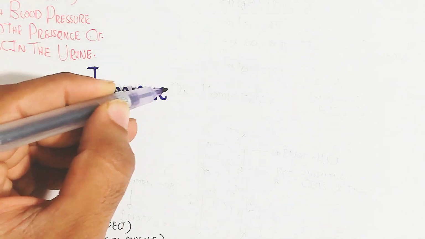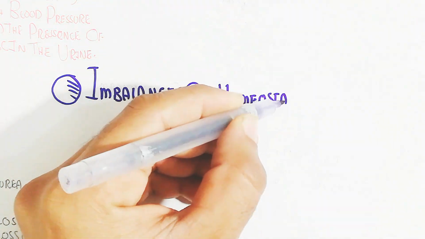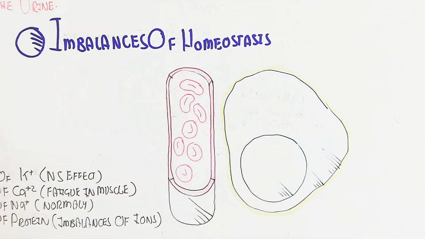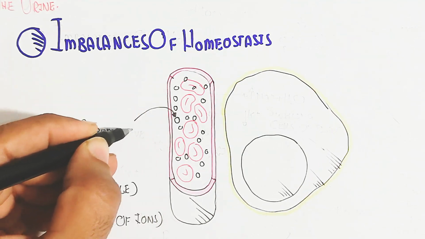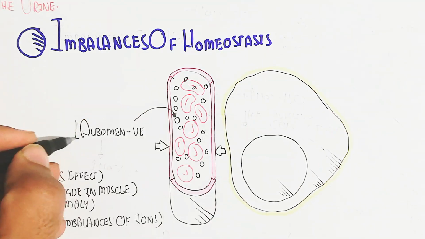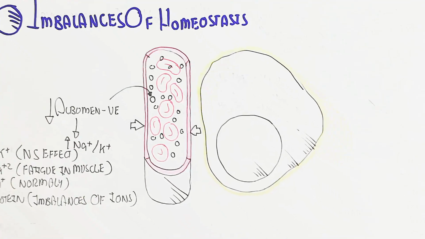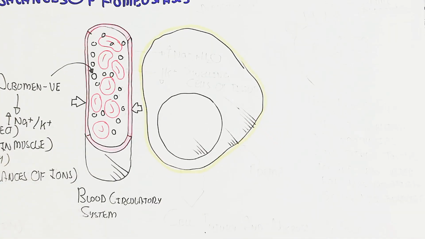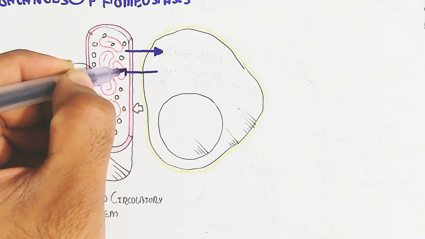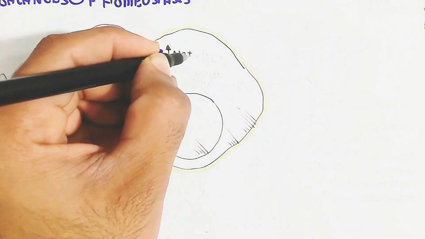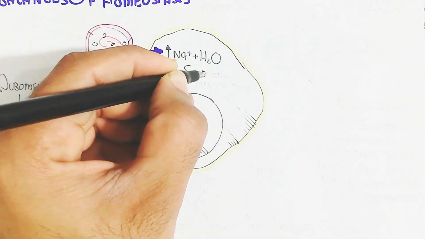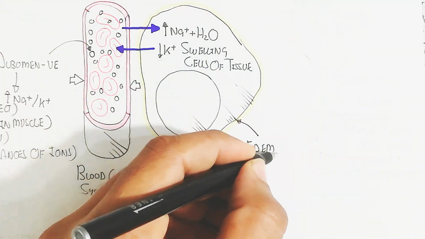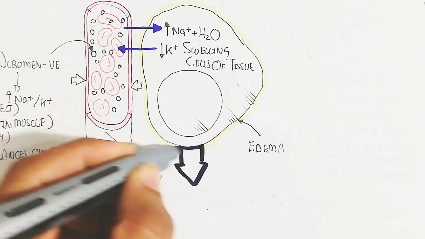Let's begin to understand the imbalance of homeostasis. This is the blood circulatory system and this is the tissue. When albumin, which carries negative charge, decreases in the blood circulatory system, the whole homeostasis changes. For example, sodium increases in the tissue because the circulation loses sodium due to less negatively charged albumin, and the water will increase due to the increase of sodium in the cell, leading to swelling of the tissue cells and edema.